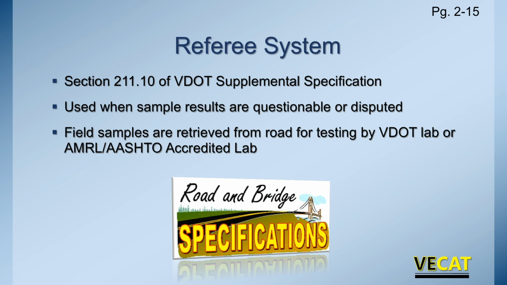At times, not everything checks out, not everything balances out, so we go into a referee system. Section 211.10 of the VDOT Supplemental Specification covers this referee. We use it when the results are questionable or disputed. Maybe we're thinking about putting a plant in shutdown or limited production, something of that measure, or maybe the results aren't consistent. The contractor can request a referee system, and it may very well mean we need to go out and pull some samples from the field. Those samples are then taken to a VDOT lab or an AMRL, AASHTO accredited lab, and checked.